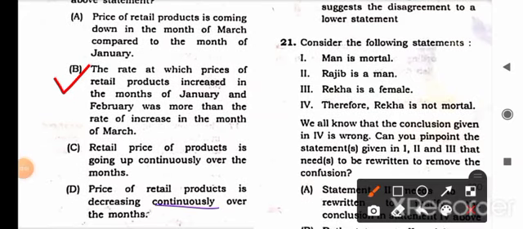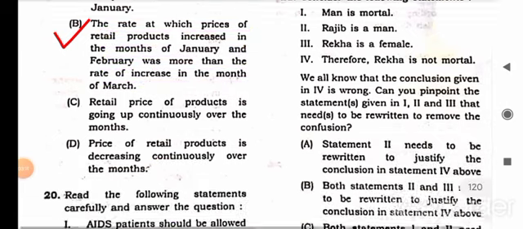But if you read statement B, the rate at which the retail price of products increased in the months of January and February was more than the rate of increase in the month of March. This is the correct statement. If you have a little bit of knowledge of economics from the GS paper, then you can solve it.